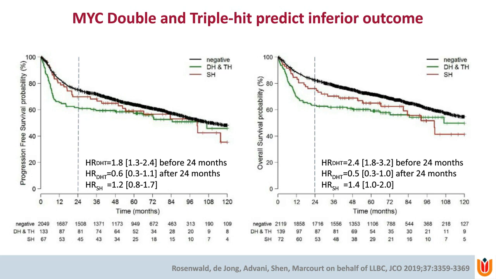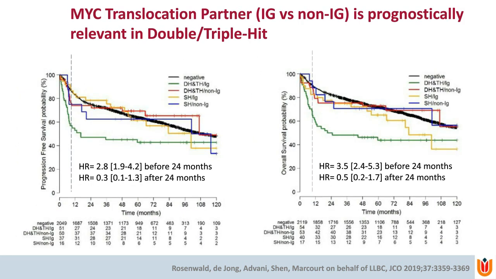I'll break this down more by translocation partner. And it shows that, and this is the green curve, both for progression-free survival and overall survival, it's the double hit, triple hit diffuse large B-cell lymphoma with an IG translocation partner to MYC that actually have this poor survival, while all the other translocation contexts have a similar survival that does not differ from those DLBCL that do not have these translocations.